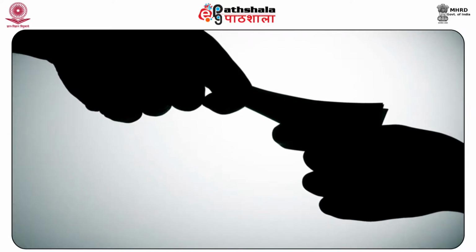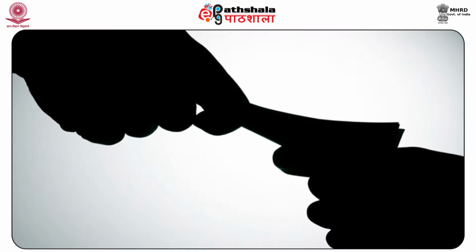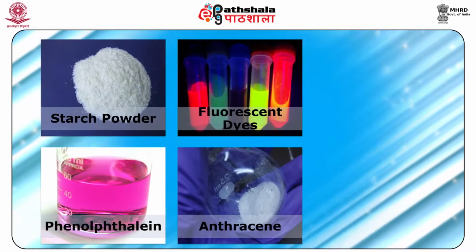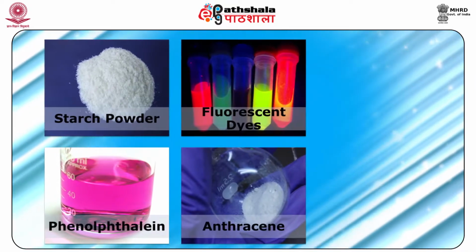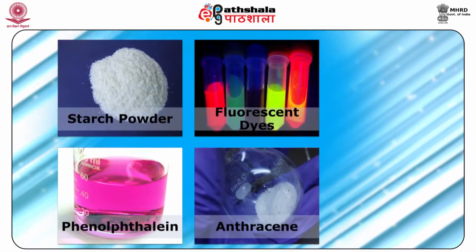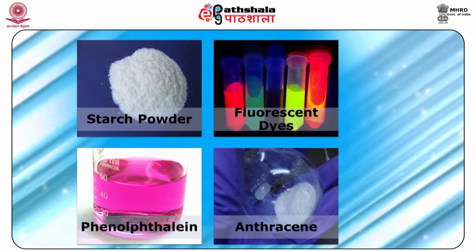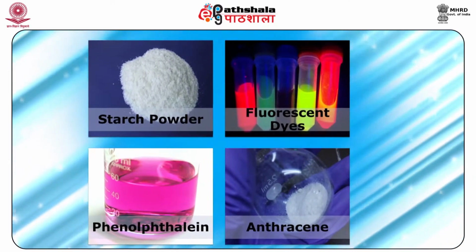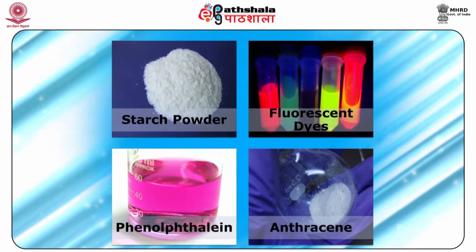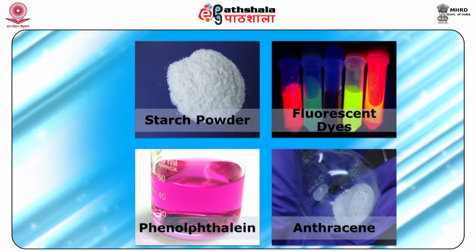Next, we will study about detective dyes. Detective dyes are the chemicals which are generally used in catching the bribers red-handed. In trap-related cases, although a number of techniques are used, using different chemicals like starch powder, fluorescent dyes, phenolphthalein powders, anthracene powder, etc., phenolphthalein powder is still the most popular one in India.